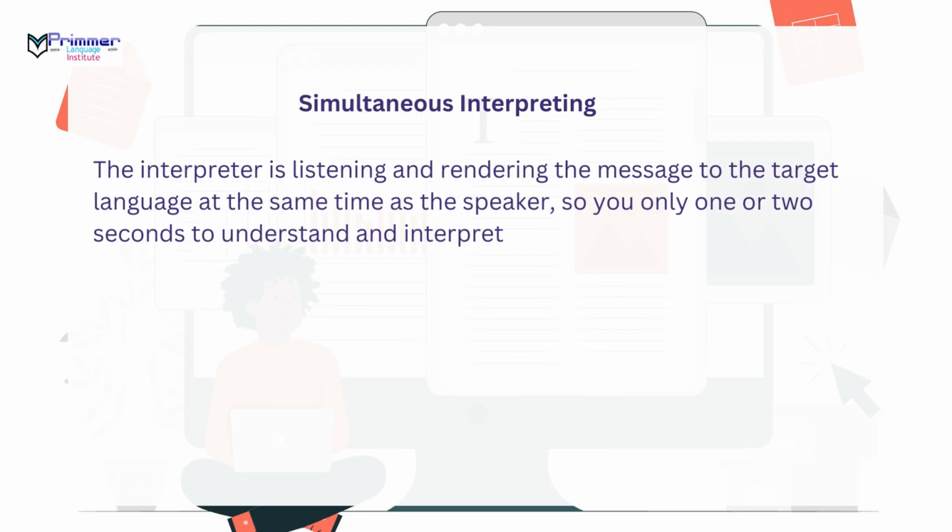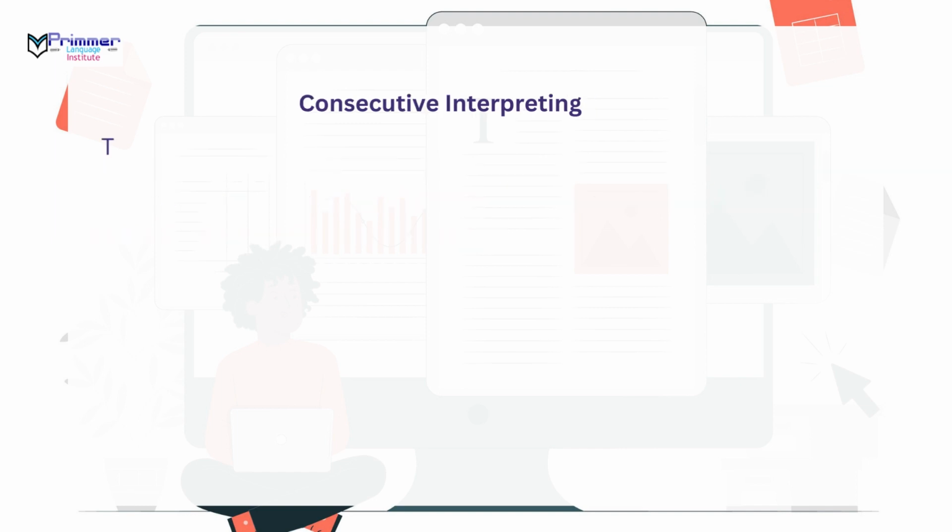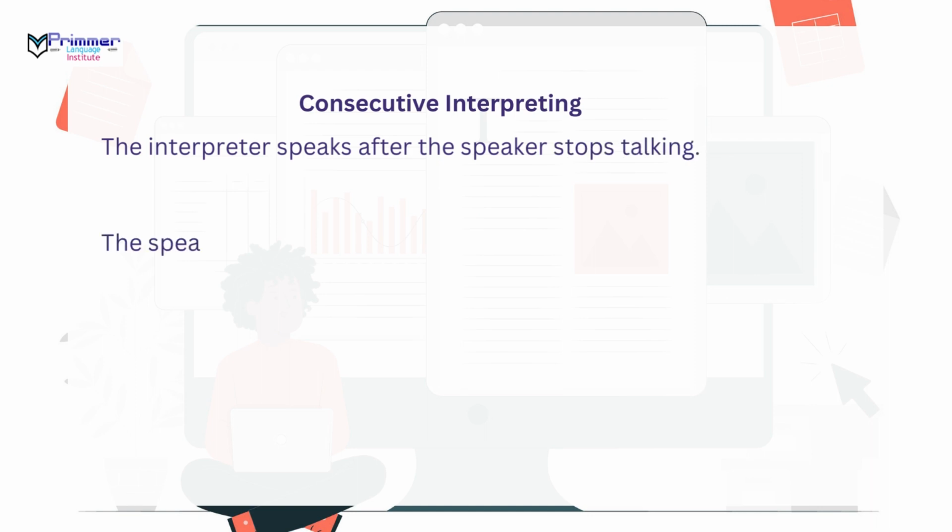In simultaneous interpretation, the interpreter is listening and rendering the message in the target language at the same time as the speaker. So you only have like maybe 1 or 2 seconds delay from what you are hearing to what you are saying. Then in consecutive interpretation, the interpreter speaks after the speaker has stopped speaking.